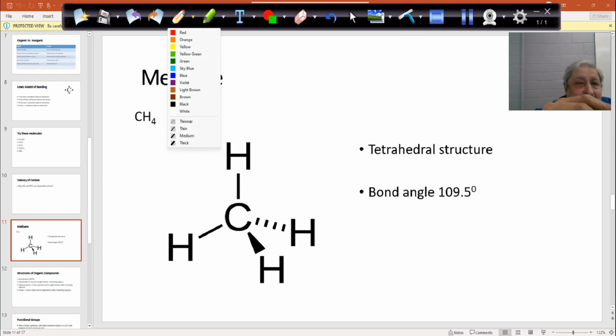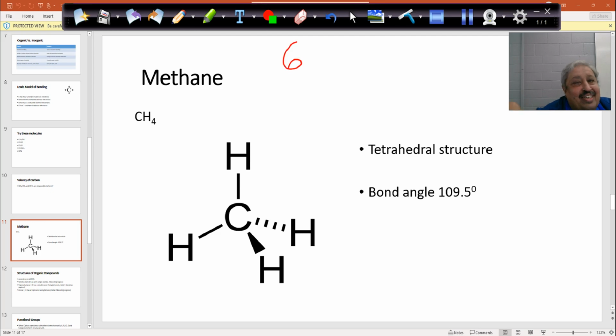So now, how can we accommodate 6 electrons? But that's not the valence electrons. Valence electrons are given by the number of the group. Carbon, where is it? 4A. Carbon has 4 valence electrons. So we have to get the electron configuration of carbon.